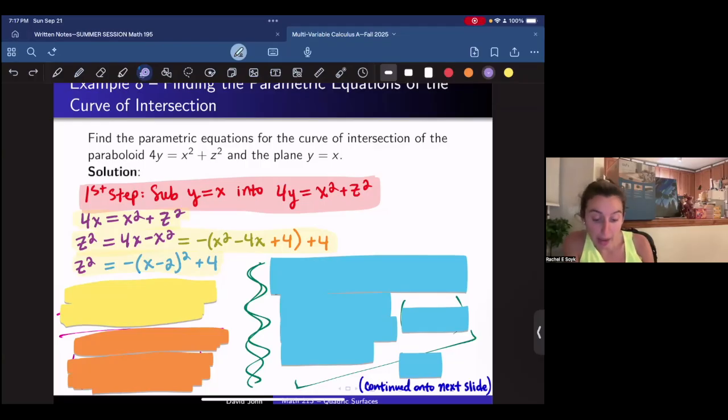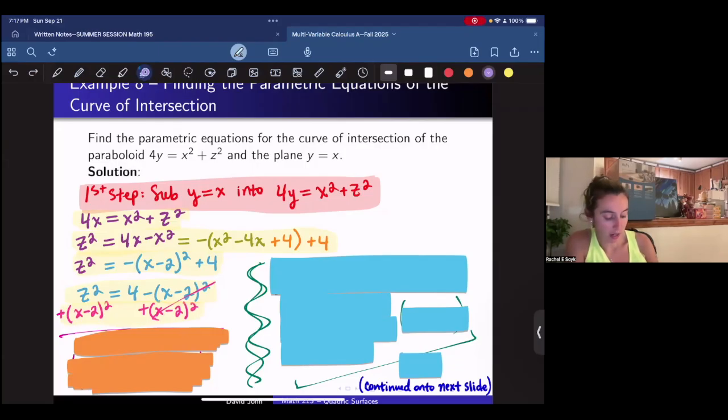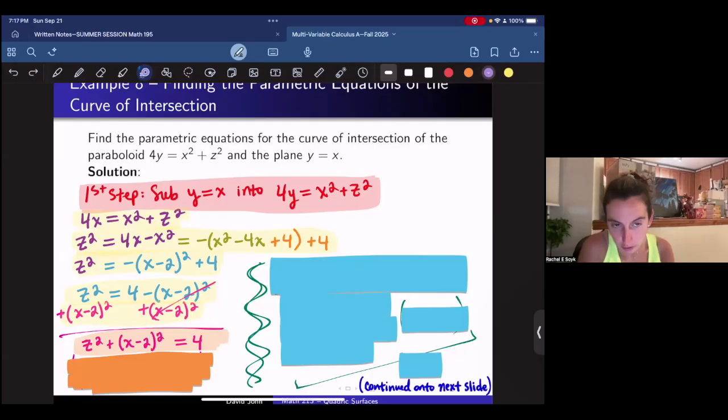And so now what we can do is, let's get the constant by itself. And so we're going to add x minus 2 in parentheses squared to both sides. And so when we do that, we get our z squared plus our x minus 2 in parentheses squared is equal to 4. And we have that rewritten down here as well, a little bit cleaner.